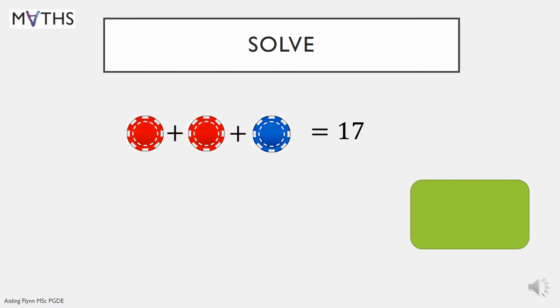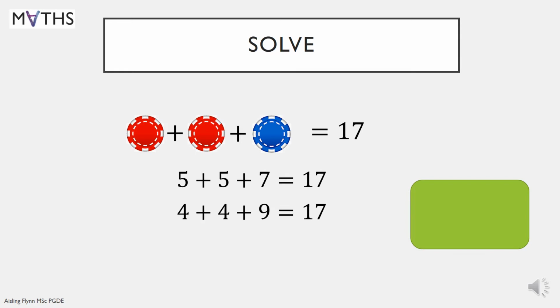We've 2 red chips and a blue chip give me 17. You have to solve. What are the red chips worth and what is the blue chip worth? Okay, let's have a look. Is it 5 plus 5 plus 7? So are the reds 5 and the blue 7?